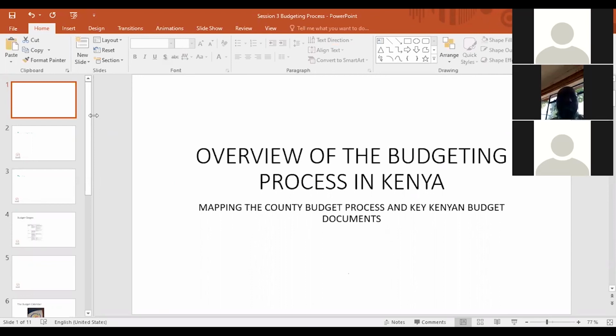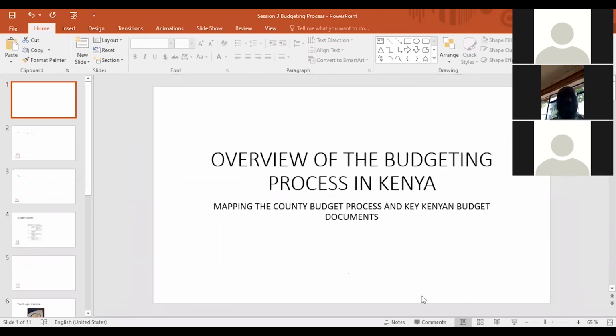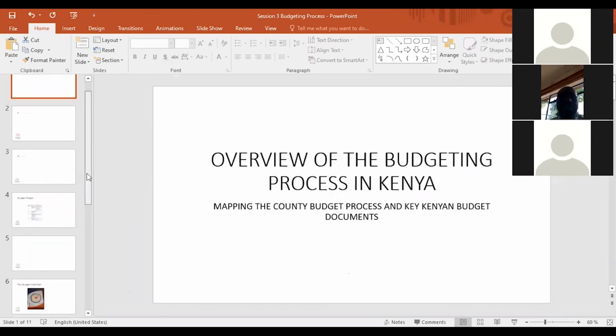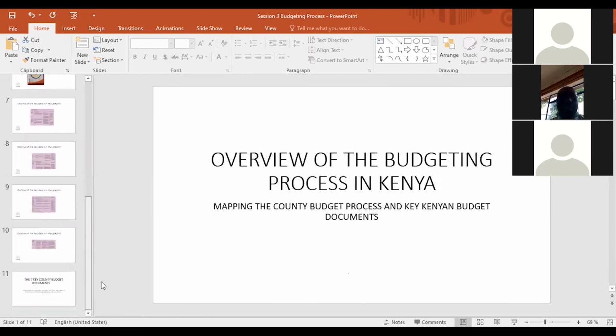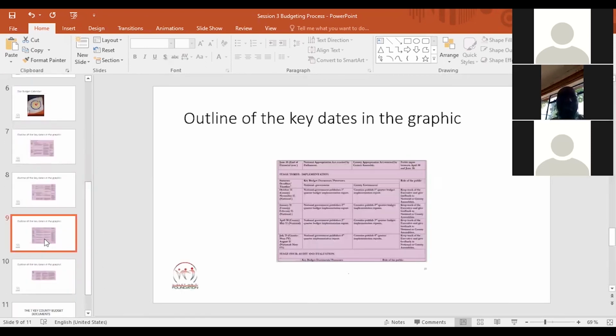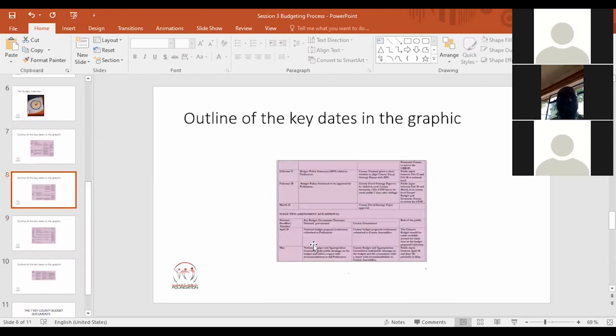And also, just looking at what you have explained to us, I can see for this financial year, the budget is at the point where it is going to the parliament now. It's going to the county assemblies, almost going to be approved.